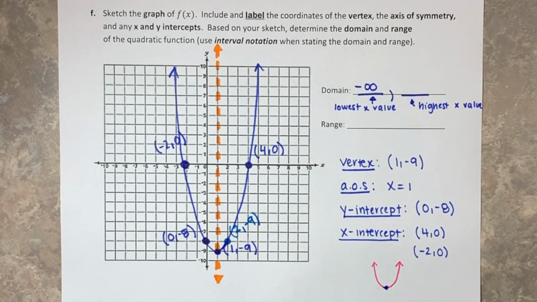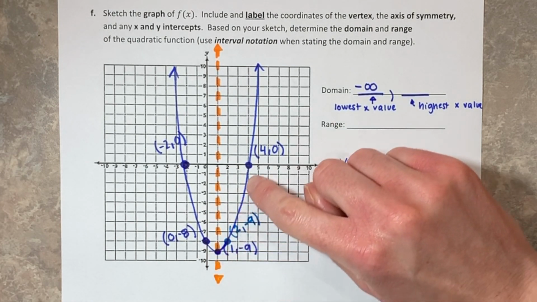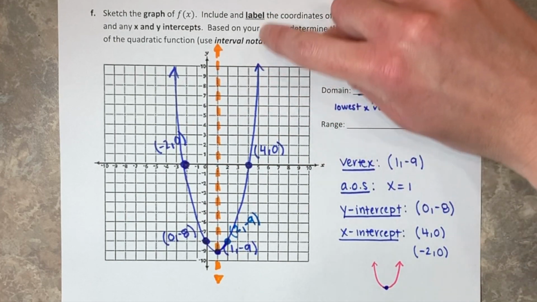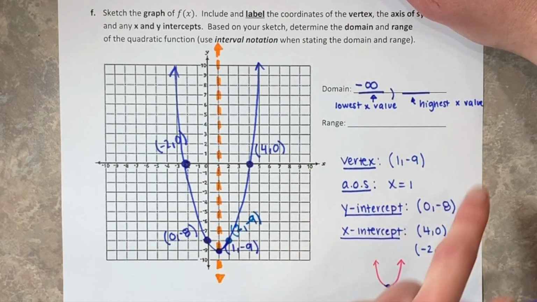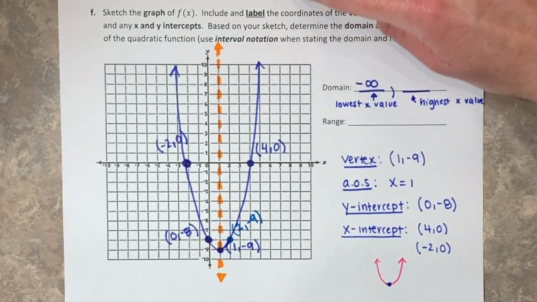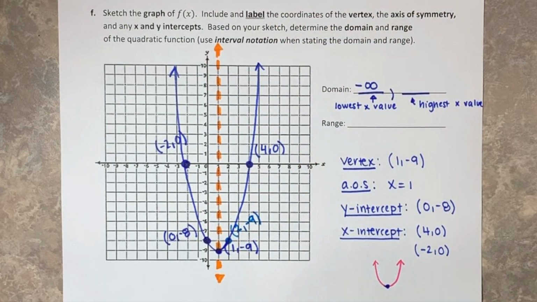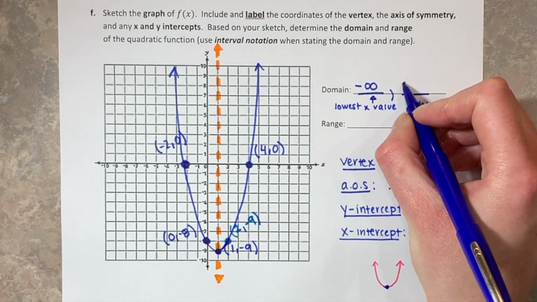A similar thing happens when we try to find the highest x value. If we look at our graph, the graph just keeps going off to the right. And if we look at our x values as we go off to the right, they get bigger and bigger and bigger. So our highest x value will be +infinity.